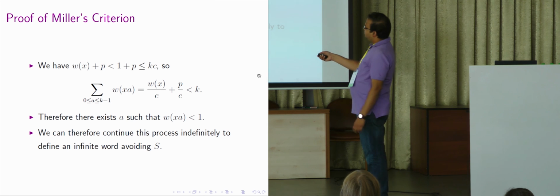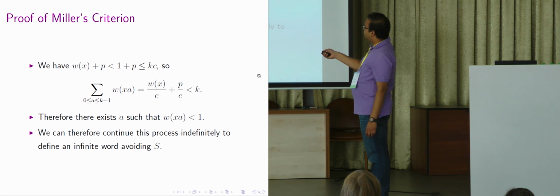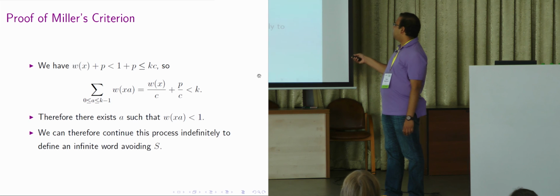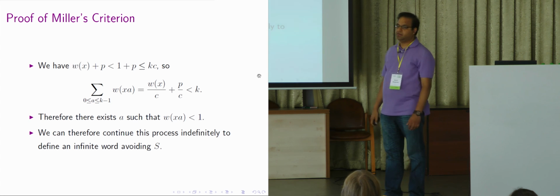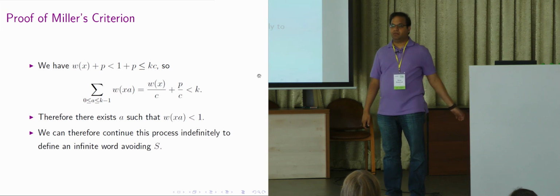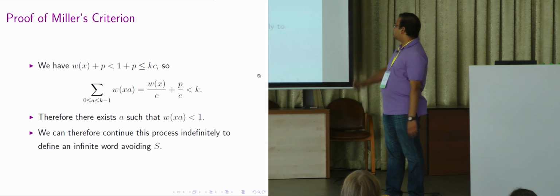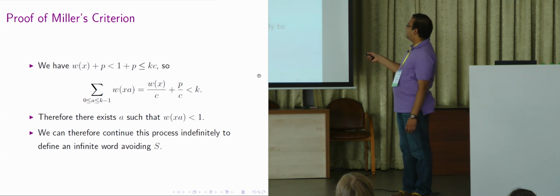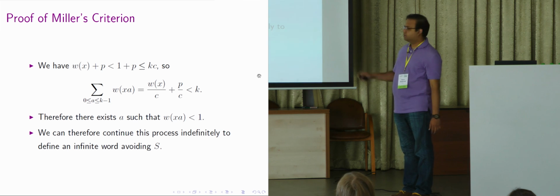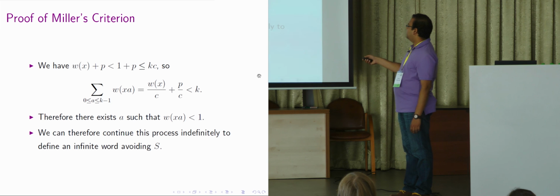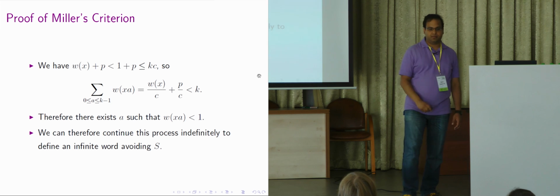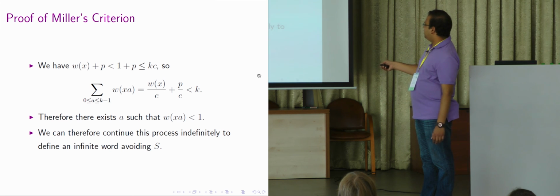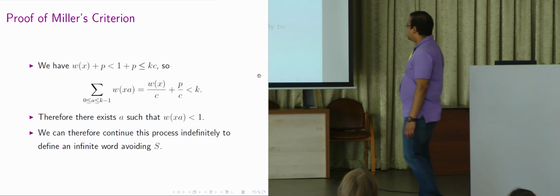Now, the hypothesis was that W of x is less than 1. So W of x plus P is less than 1 over P. 1 over P, again by hypothesis, is less than K times C, because P was less than K times C minus 1. So this quantity is less than K times C. If I divide through by C, I get that W of x over C plus P over C is less than K. So this sum here, the sum of W of xa over all extensions A, is less than K.